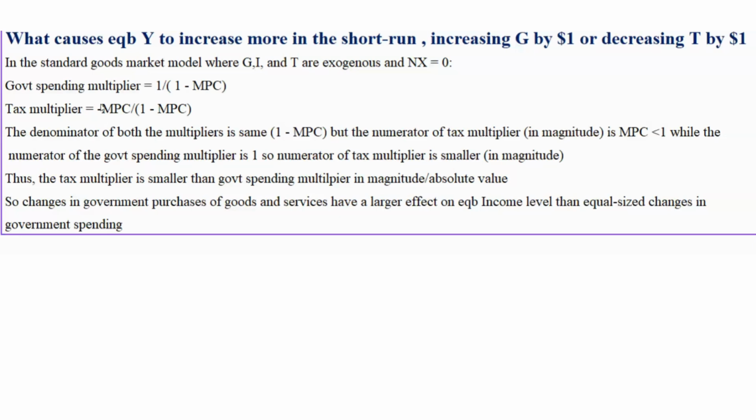Just to reiterate, these formulas apply under these assumptions, that G, I, and T are exogenous and NX is 0. Obviously, if these assumptions change, the formulas can change, but we're looking at it in the context of our standard goods market model. Now, let's compare the two multipliers.